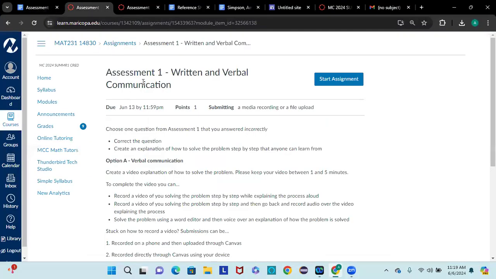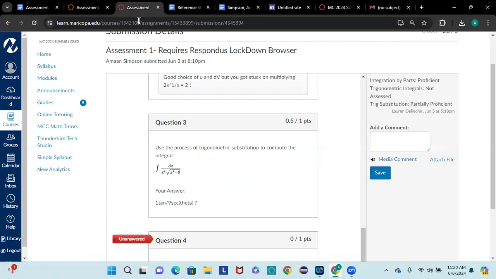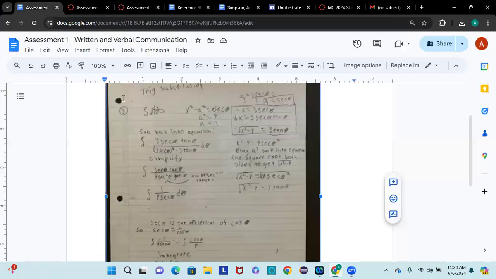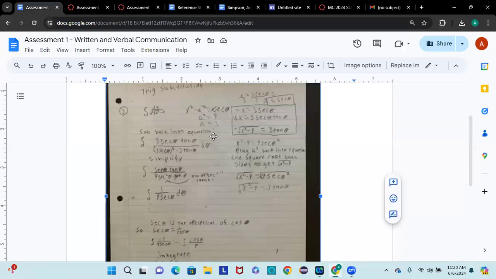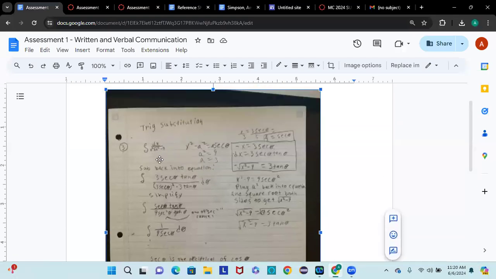Okay, I will be doing my written and verbal communication on this assessment. The question I chose to do was use the process of trig substitution to compute the integral. I didn't finish it here, and I'm going to finish it in my notes. Okay. Here's what I did. So I have the integral right here.